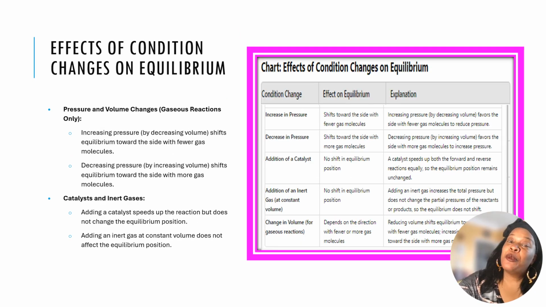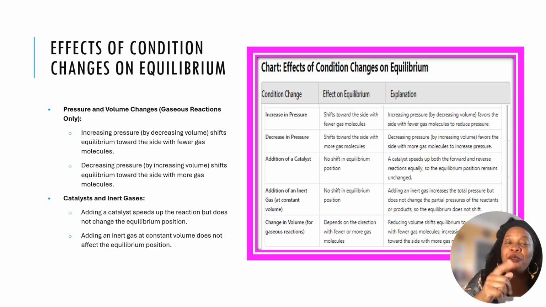Here are some more conditions you need to be familiar with: pressure and volume changes. Increasing pressure by decreasing the volume shifts equilibrium towards the side with fewer gas molecules. We stated that earlier, and you can see it in the chart. Again, put them on index cards as I've stated before, so you will be familiar with those different conditions. Decreasing pressure by increasing volume shifts equilibrium towards the side with more gas molecules. Just look at the chart and put those conditions on your index cards so you will know them.